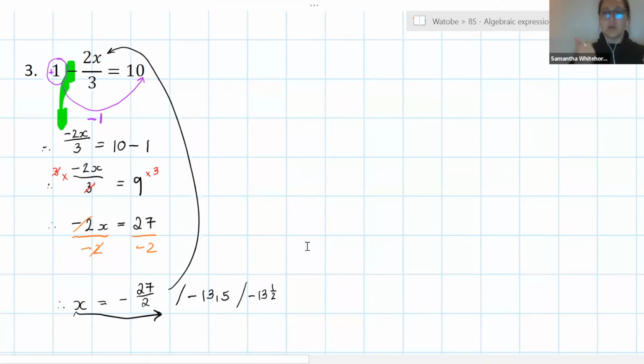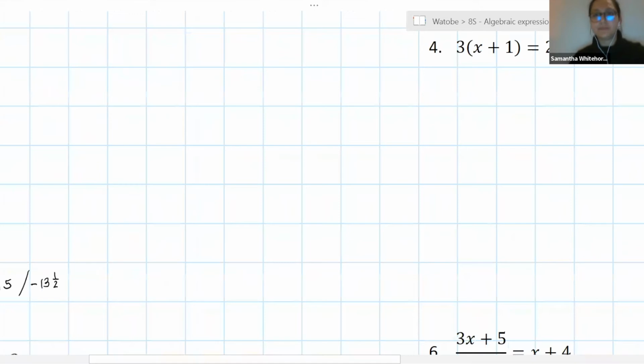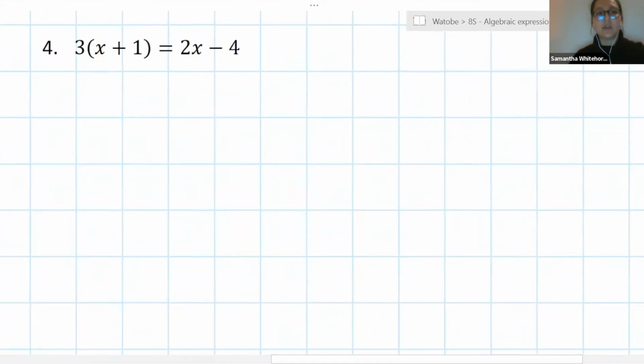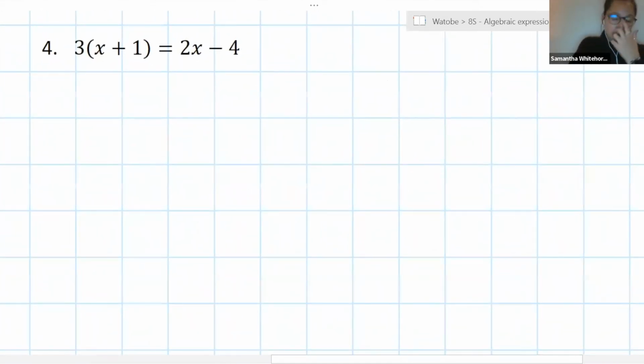Okay, guys, awesome. Well done. So fractions, we don't like. So get rid of that denominator by timesing it away. Alrighty. So let's have a look at question 4. So no fractions here, but what we do have is a set of brackets.